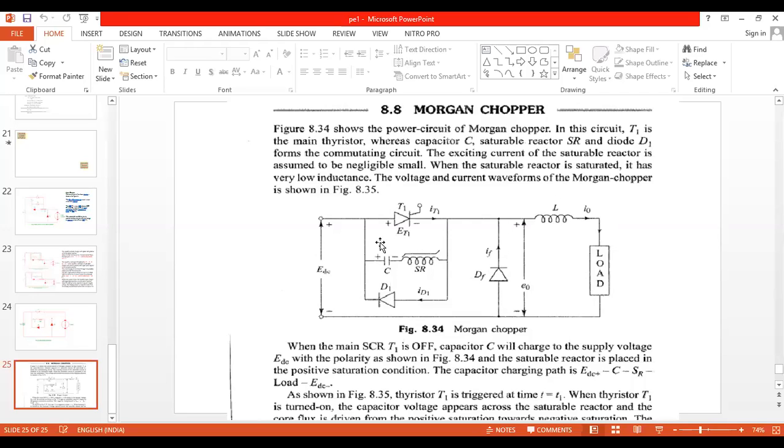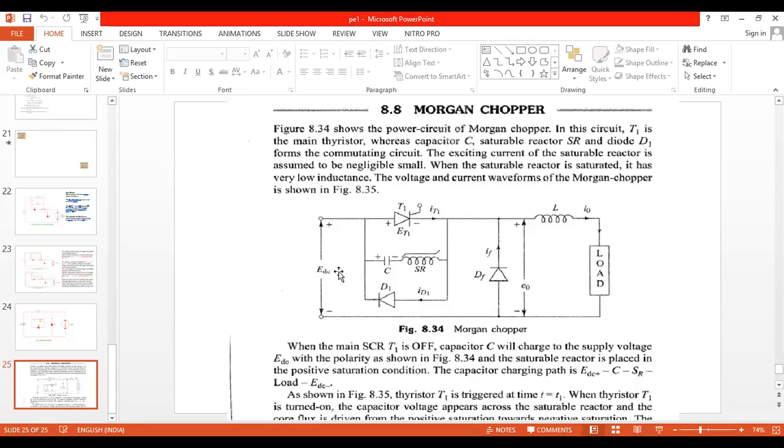Now come on. So what is the use of capacitor? Anyone tell me? So Morgan-Chopper says that no need to use secondary SCR T2 if you are using the saturated reactor. This is the symbol of saturated reactor. Okay, this curved line. Right. So what are commutating elements now? Anyone student? The commutating elements are capacitor, saturated reactor, and diode D1, which are used to turn off the SCR T1. This is not commutating component. It is freely wheeling type.